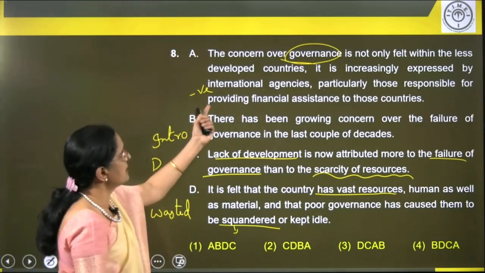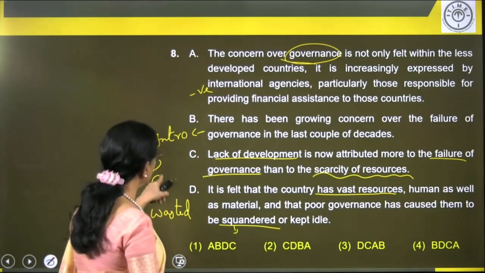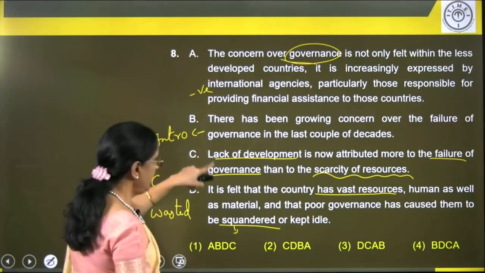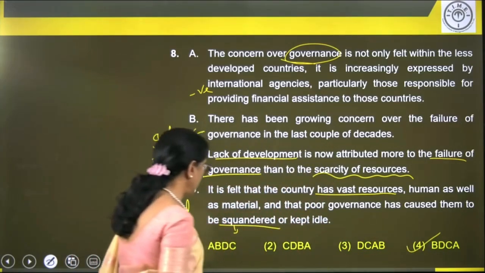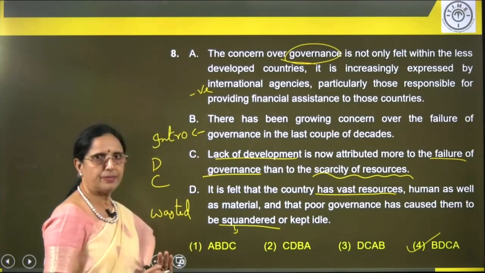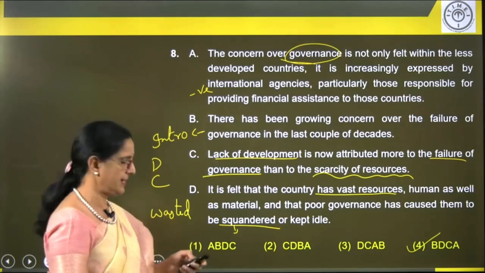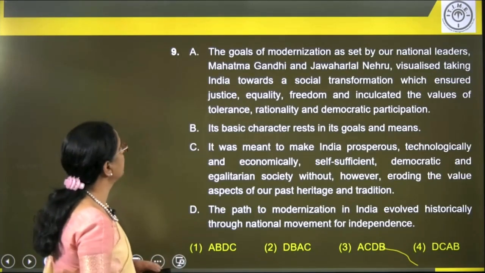Concern over governance is not only felt within the countries but also at the international level. So it should be B, D, C, A. That's it. So though we got the answer in the first step itself, still it is better to cross-check all the time, especially when you practice. Got it? Right. Next one.